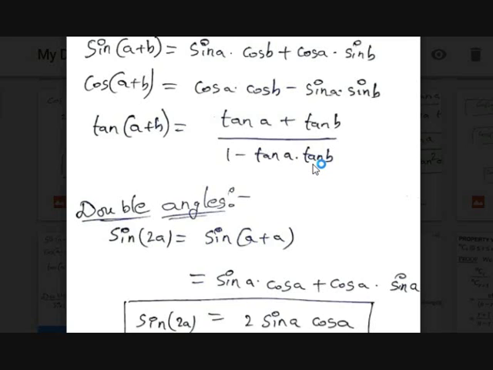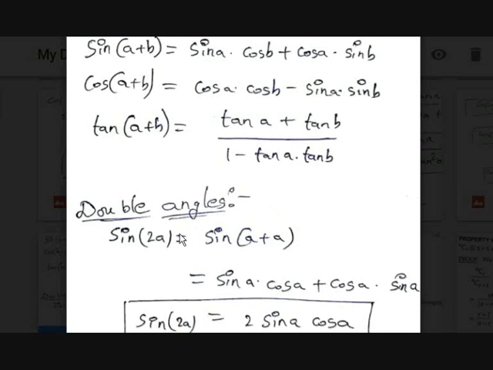Okay, now we revised the previous formulae. Now let's discuss our concept, double angles and half angles. First, let's start with double angles. How can we derive formulae for double angles? Double angle means nothing but if there is an angle and we have doubled that angle, and we should derive the formula for that based on the trigonometric ratios of the normal angle, meaning before doubling that.